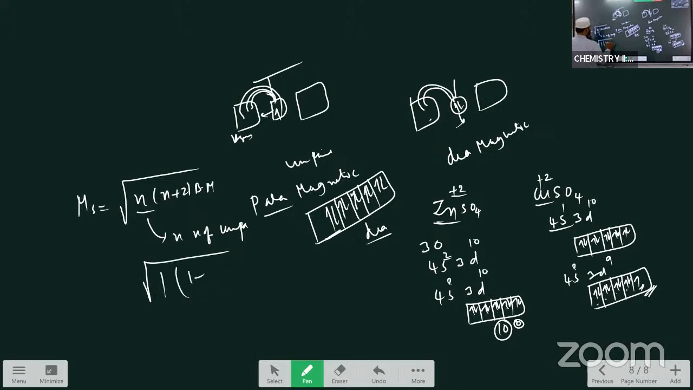Square root of 1 into (1 plus 2) Bohr magnetons. These are the units. So what will you get? 3 into 1 gives 3. Square root of 3 means 1.7. This is the magnetic moment in case of the Cu+2 ion.